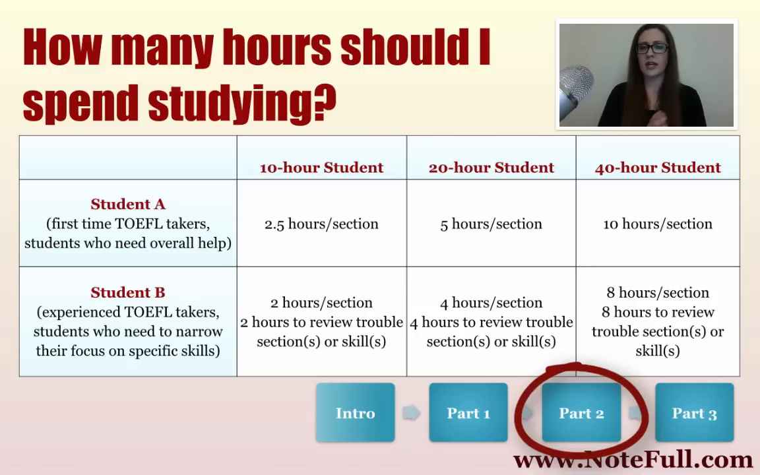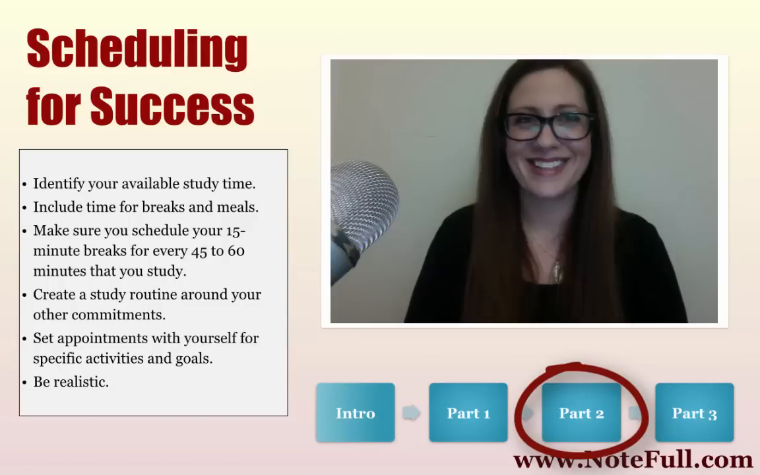So you can see I have it divided up here. 2 hours per section for a 10-hour student, but also an additional 2 hours for the skills or sections that are really problematic for you. Okay? And with more time, you obviously can add upon that. You can add more hours to that.